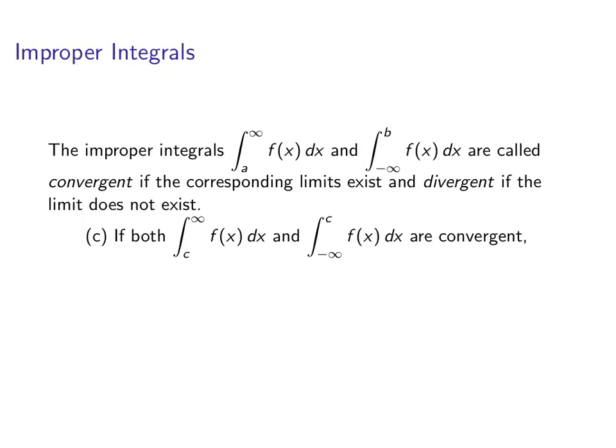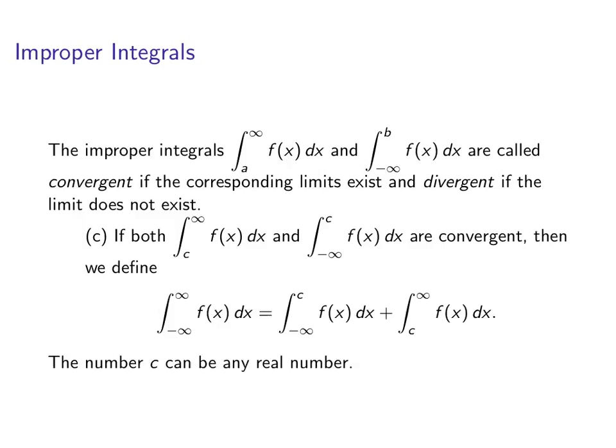And in the last case, if both these integrals, the integral from c to infinity of f of x dx and the integral from minus infinity to c of f of x dx, are both convergent as separate limits, then we're going to define the integral from minus infinity to infinity of f of x dx to be the sum of these two things. And it doesn't really matter what the number c is. Most often we'll just break these up at 0. You can actually break things up anywhere you like.